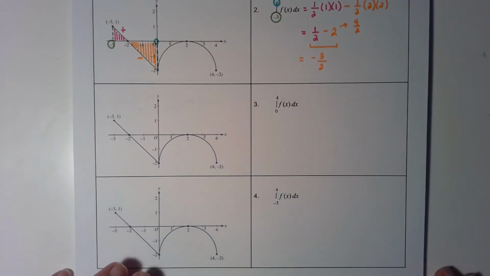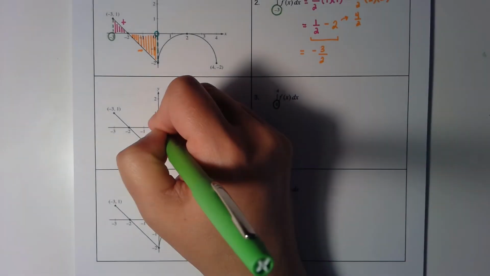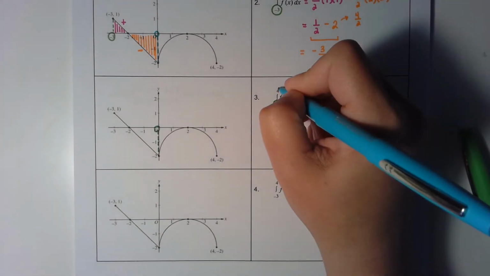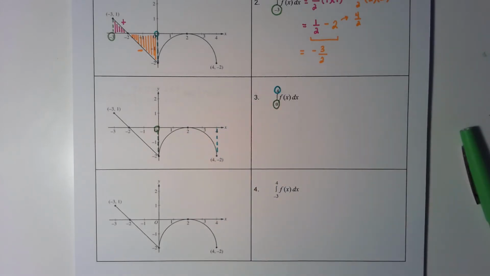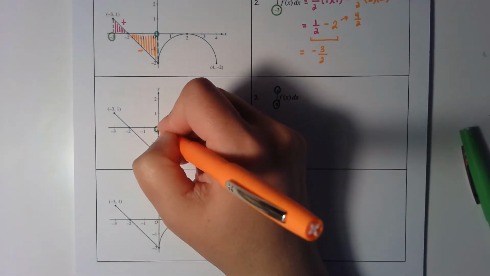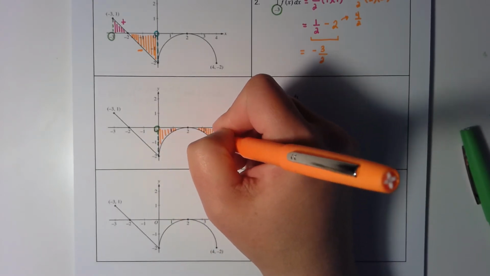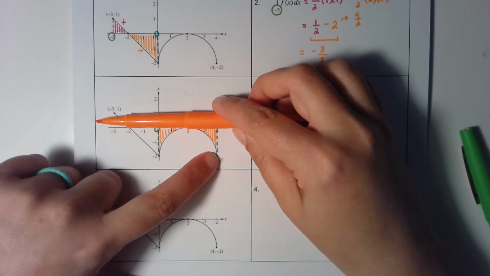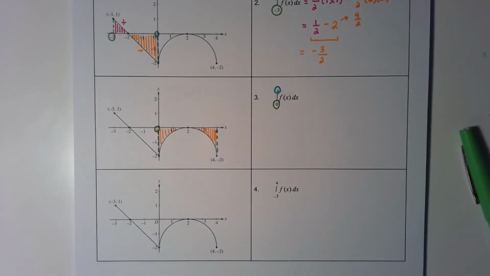For problem number 3, we're finding the integral from 0 to 4. So 0 is my lower bound, which means I'm starting my integral from here. And 4 is my upper bound, which means I'm ending my integral right here. That means that I want to find the size of this area. Remember, we're always finding the area between the x-axis, which is right here, and the graph. So even though it kind of looks like this would be a semicircle, that's actually not the area we're looking for. We're looking for the area outside of the semicircle.